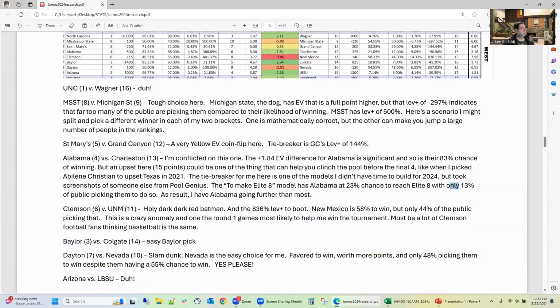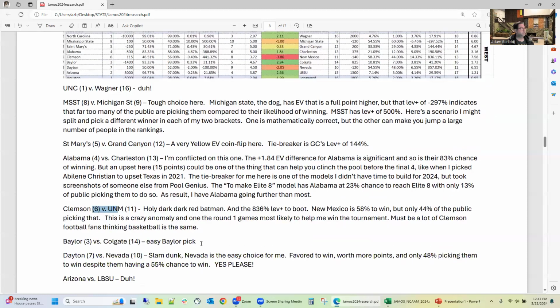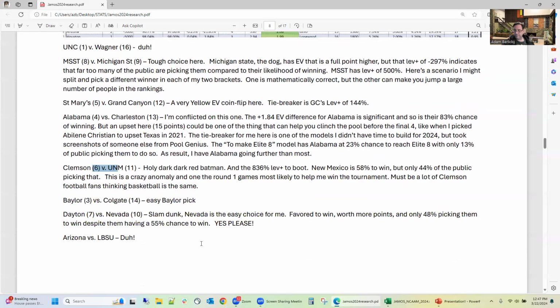Here's another one, Clemson versus University of New Mexico. Look at the dark red here. Whoa, for New Mexico. Not only are they a favorite, just the way the seedings came out, but not enough people are picking them. 58% to win and only 44% of the public picking them. Yes, please.